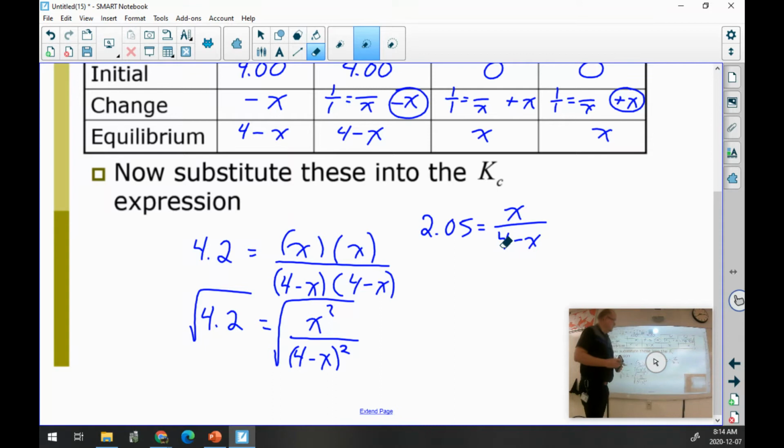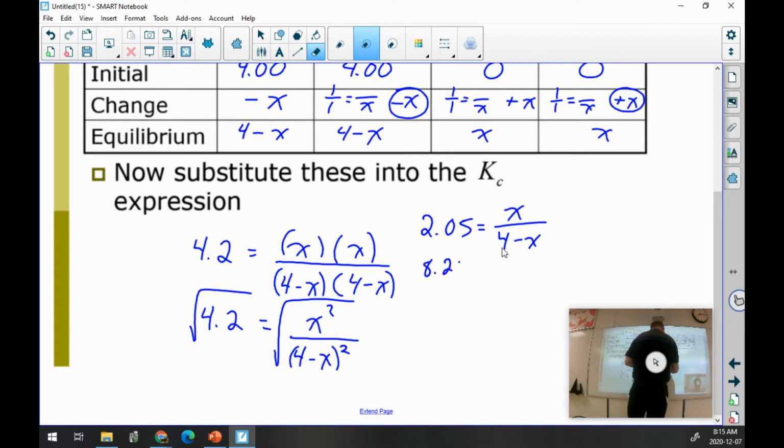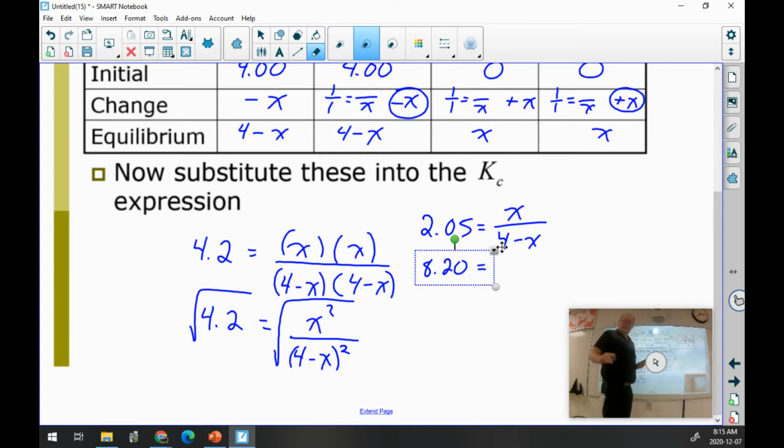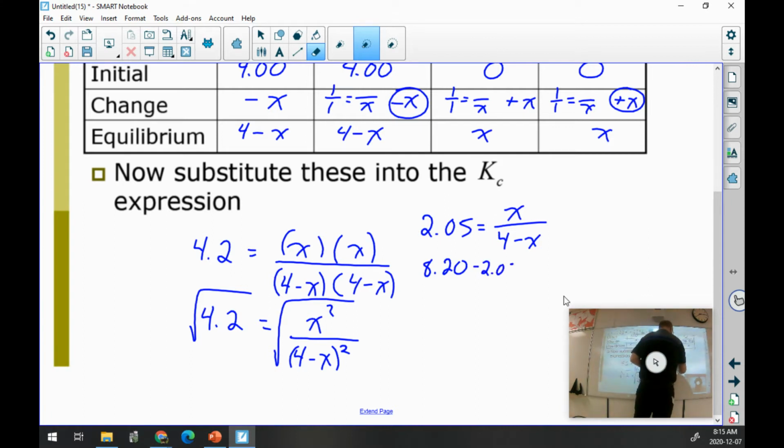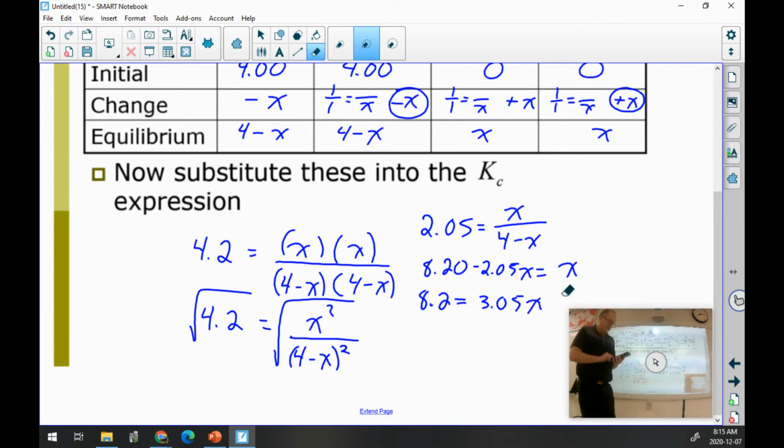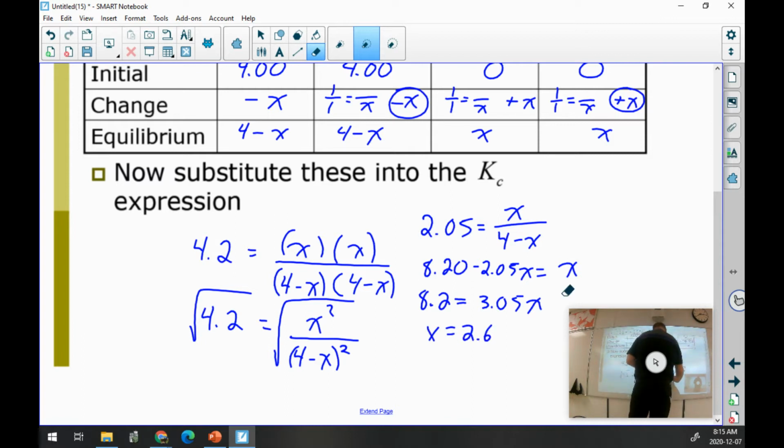Now, this is just a simple rational equation. So we have 8.20 approximately, minus 2.05x is equal to x. So 8.2 is equal to 3.05x, adding our 2.05x. 8.2 divided by 3.05 gives x is equal to 2.69. Okay, now that's x.